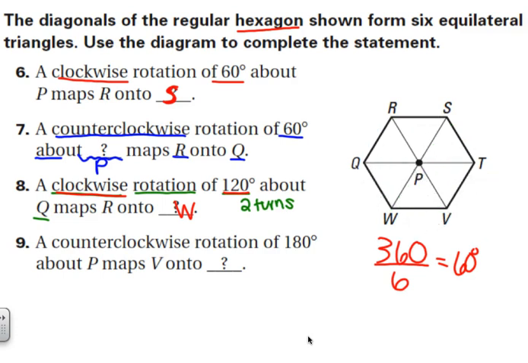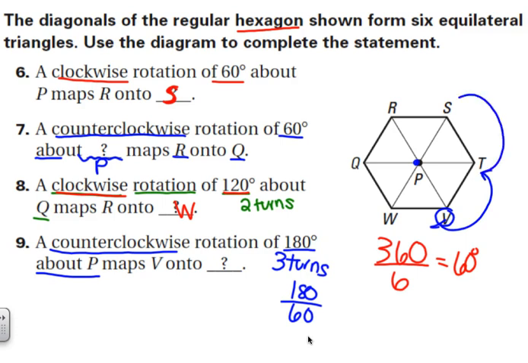And then last one, you're going counterclockwise 180 degrees. So that's going to be 3 turns. Okay, if you can't figure that out, do 180 by the smallest degree, which would give you 3. About P, so we're going to be at the center, and we're going to start at V, and I want to go counterclockwise 3 turns. So I would go 1, 2, 3. So R would now be at V, okay? That makes sense because 180 just flipped it across, it's right over there.